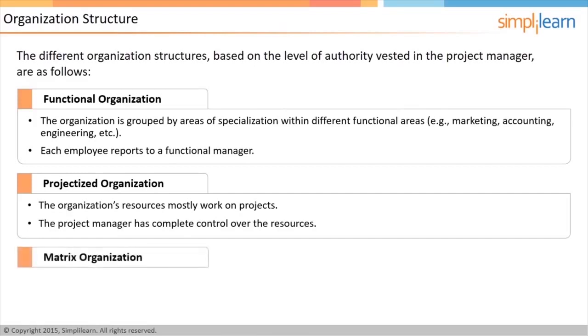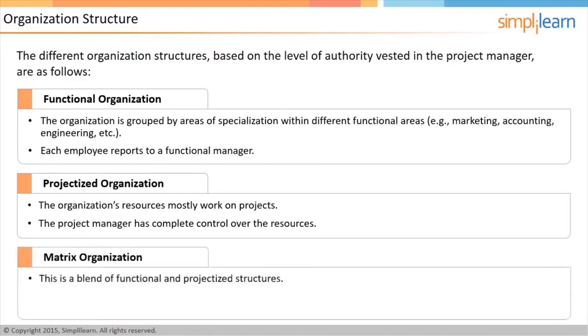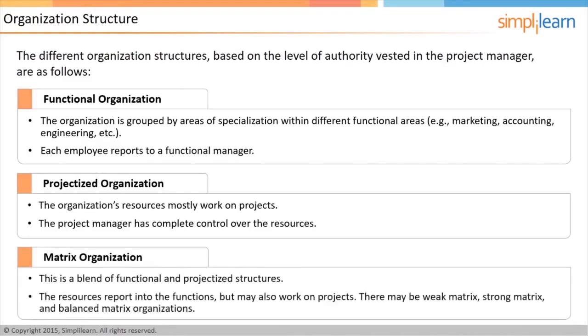The third type of organization is a matrix organization, which is a blend of functional and projectized organizational structure. A team member belongs to a department as well as they are part of a project team. In such organization, team members have two bosses. One, their department head, and the second, their project manager. Since there are two bosses here, this type of organization is further classified into three different types. They are weak, strong, and balanced matrix organization.